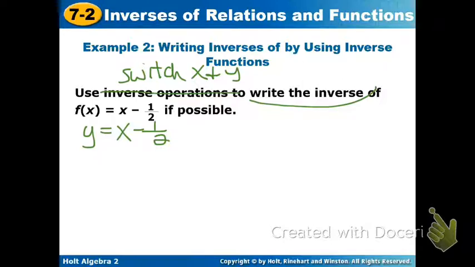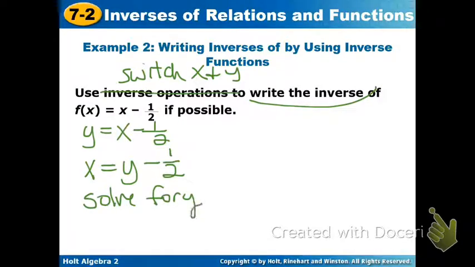Now we're going to make the switch, just like you did with your graph. Switch the x and the y. So it would now look like x equals y minus 1/2. So now we're going to solve for y. So I'm going to rewrite over here since I don't have room.